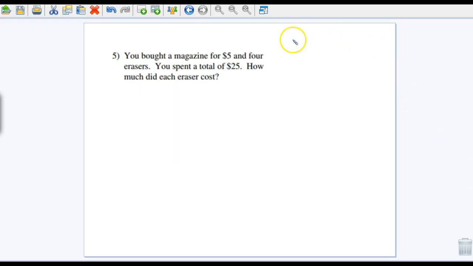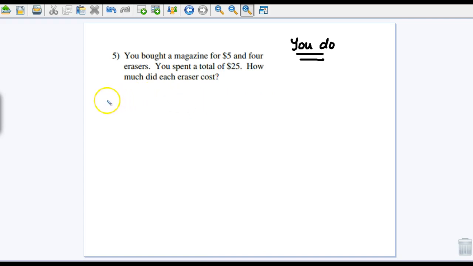Last one. You do. So I'm going to help you out by reading it with you first. It says you bought a magazine for $5 and 4 erasers. You spent a total of $25. How much did each eraser cost?